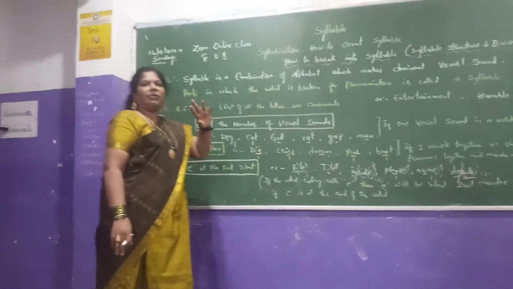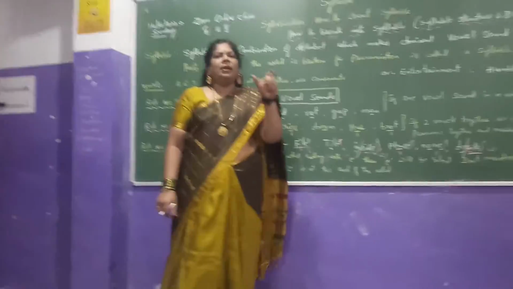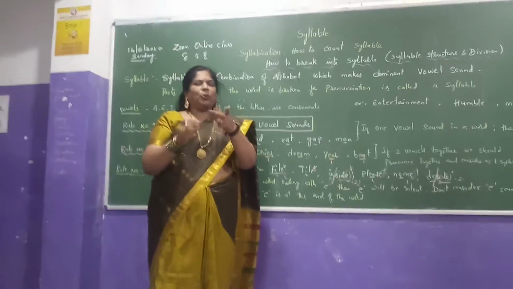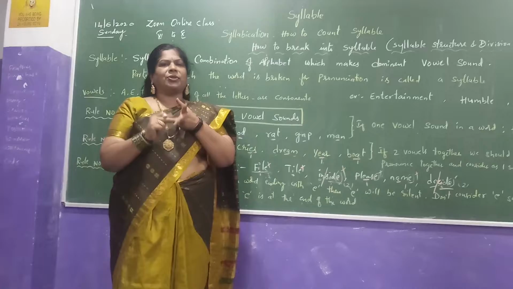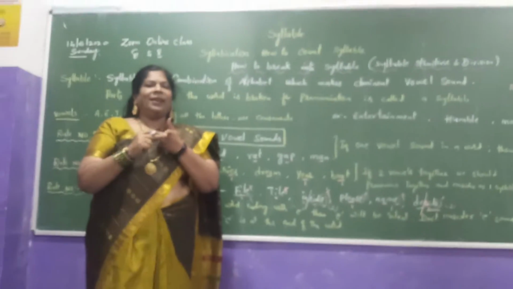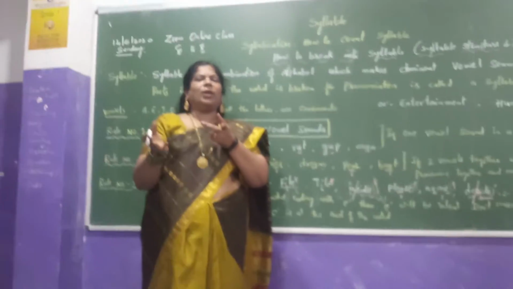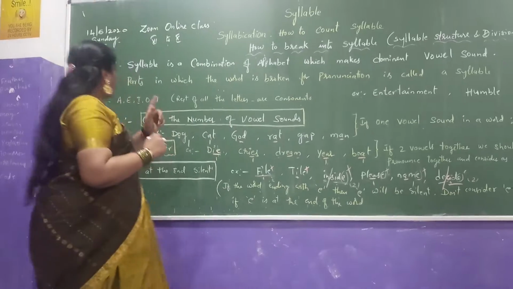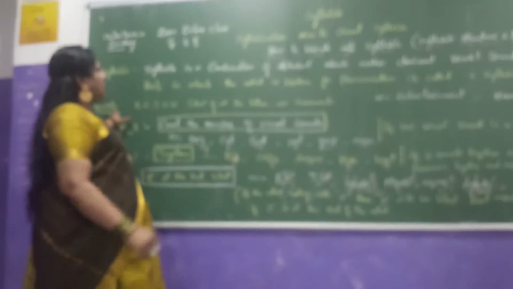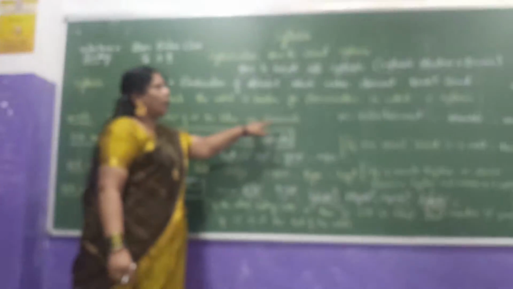In the English language, the alphabet letters are divided into two: vowels and consonants. What are the vowels? A, E, I, O, U are called vowels, and the rest of all the letters are called consonants. For syllables there are 6 rules. We will learn 3 rules today. Rule number 1.